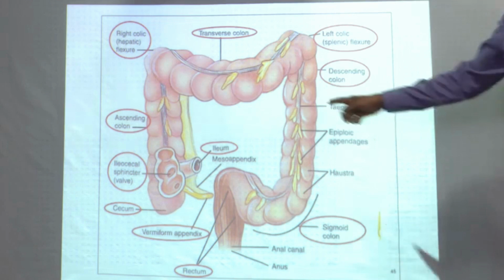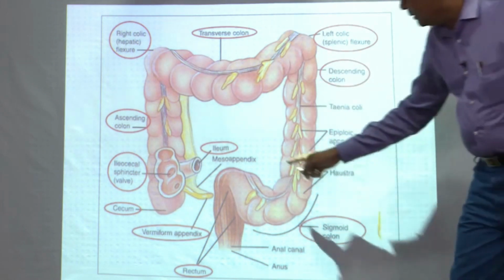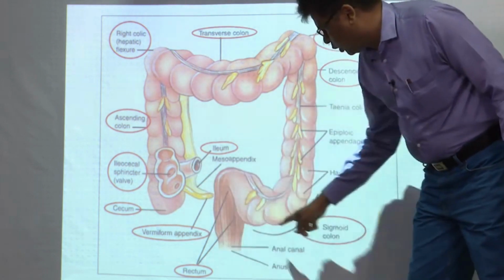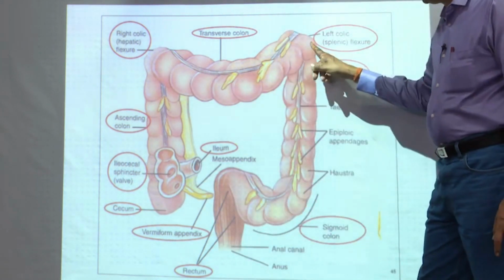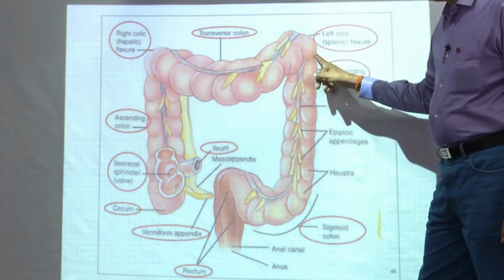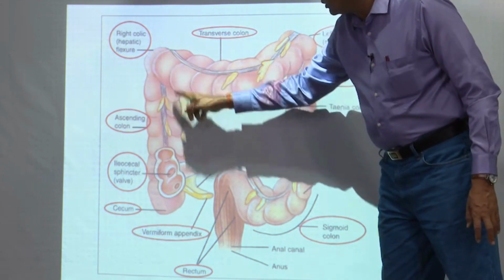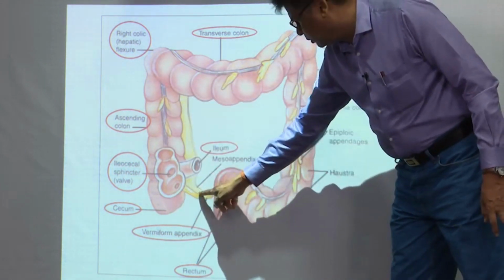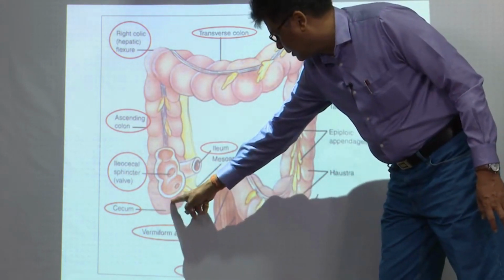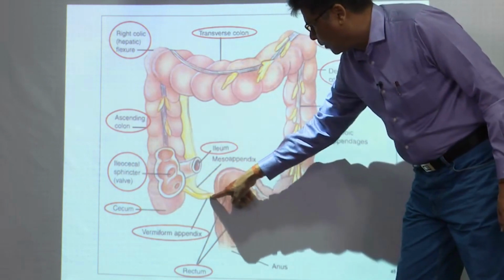So you see, this is the colon. Here you see this is the structure, and this is the rectum opening to the outside. This is the left colic flexure, this is the transverse colon, this is the right colic flexure, this is the ascending colon, and here this is the cecum, and this is the vermiform appendix.